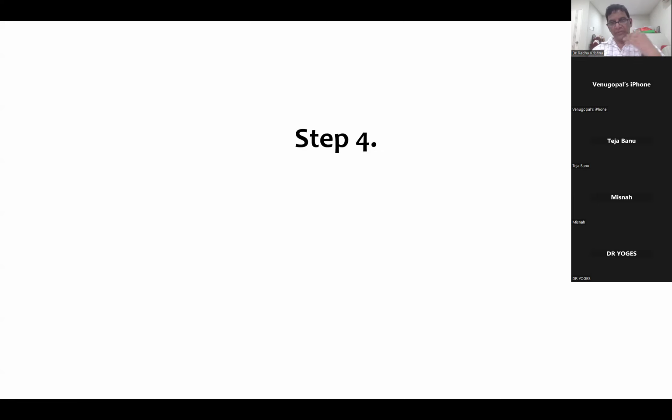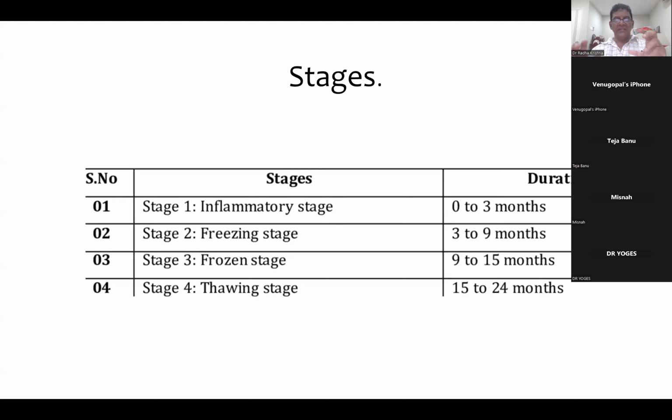Okay, what is step four? Step four, after going through the history, the range of movements, and the investigations, we come to step four, which is, what is the stage of the frozen shoulder? Is it stage one, stage two, stage three, stage four? It is extremely important. During the inflammatory stage, which is very early, within the first 3 months, it's very, very, very painful. And then slowly, because of the limiting of the range of movement of the arm.